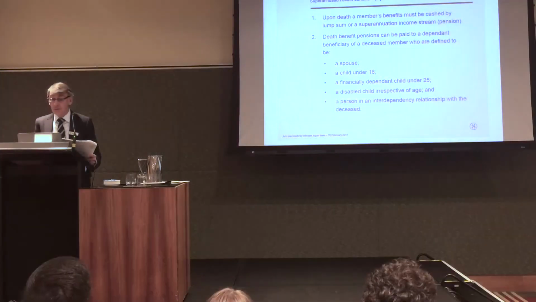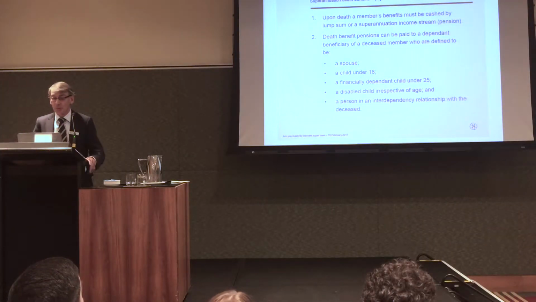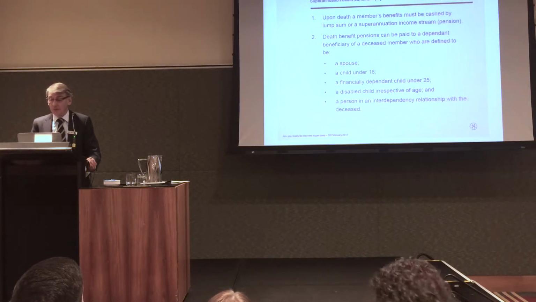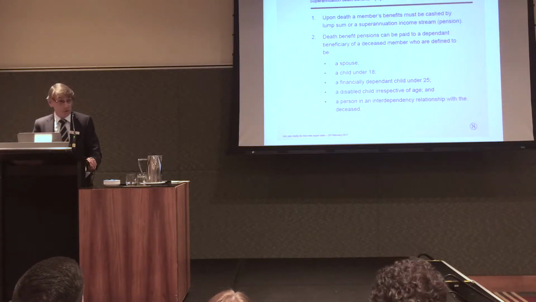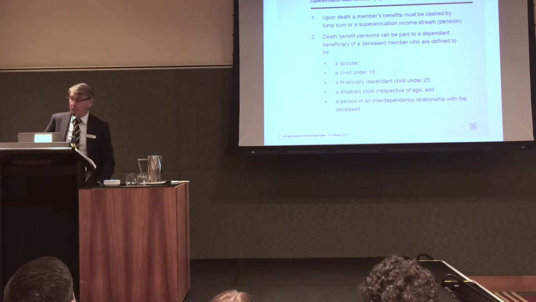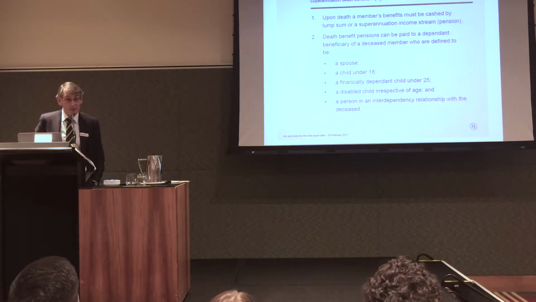Firstly, superannuation death benefits, the payments. Upon a member's death, the member's benefits must be cashed by a lump sum or a superannuation income stream we know as a pension, and I'll call it a pension for the balance of this presentation. Death benefit pensions can be paid to a dependent beneficiary.